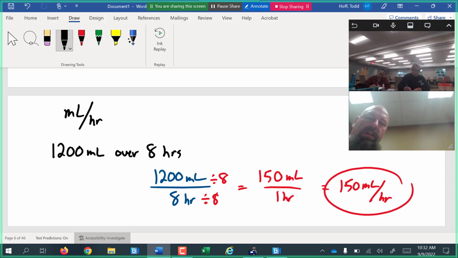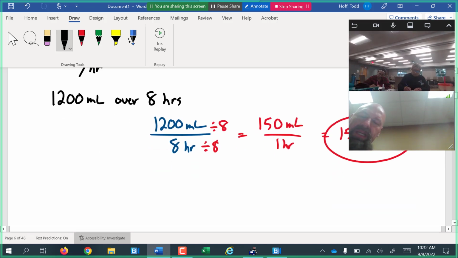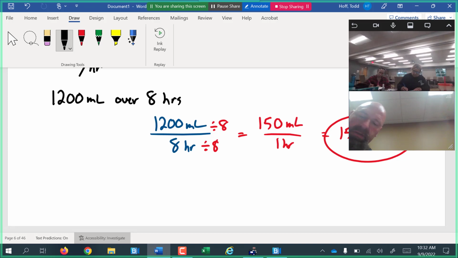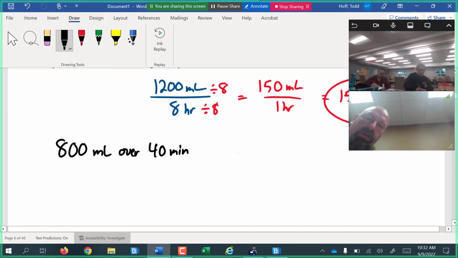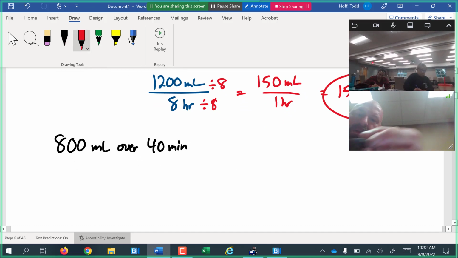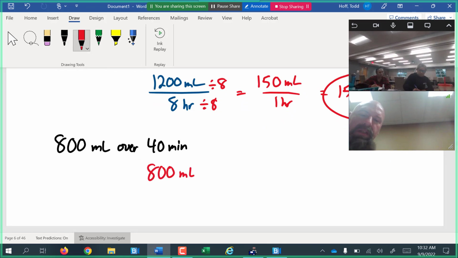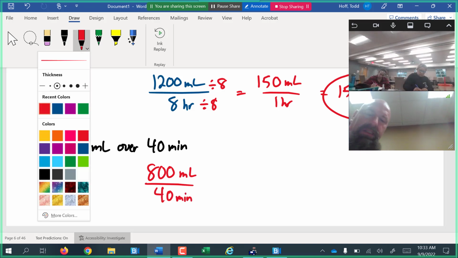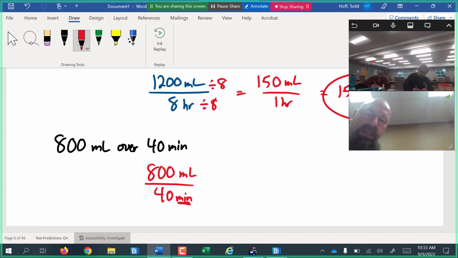A little bit more complex might be something like 800 milliliters to be infused over 40 minutes. So to put that in milliliters per hour, we start out with 800 milliliters over 40 minutes. Now we don't want the minutes. We want to get rid of those. We want hours. So in order to get rid of the minutes, since it's on bottom, once again, I'll put minutes on top to cancel them. I'll put hours on bottom. And we know that 1 hour equals 60 minutes.